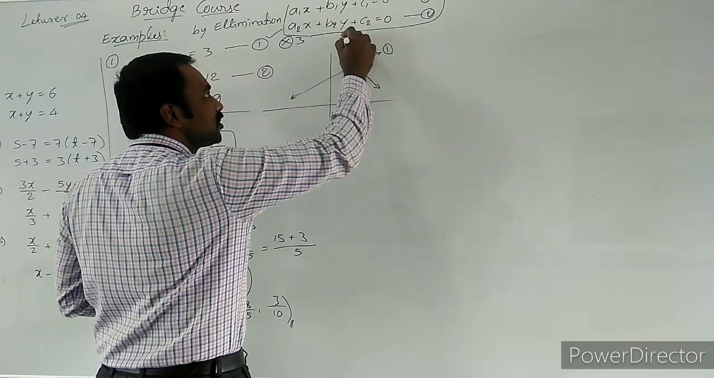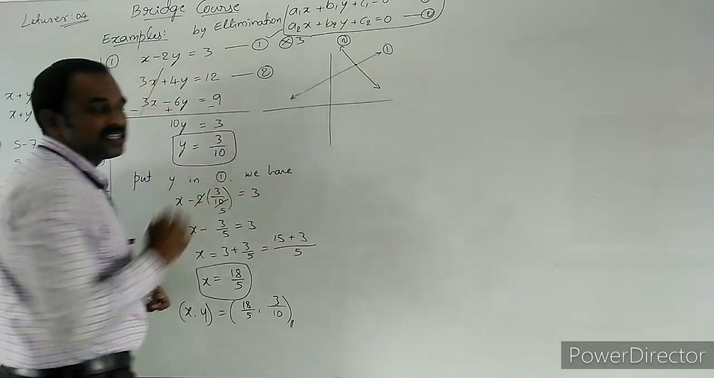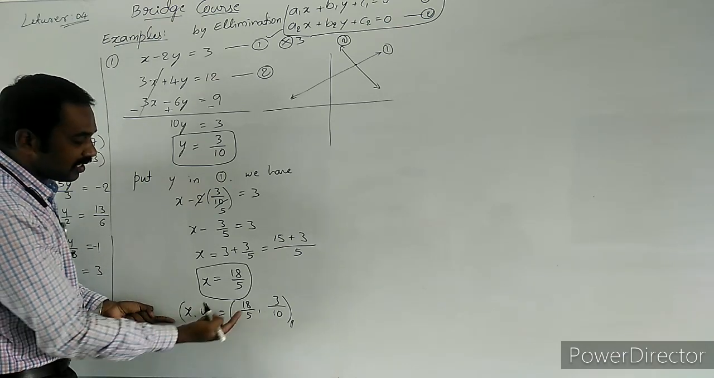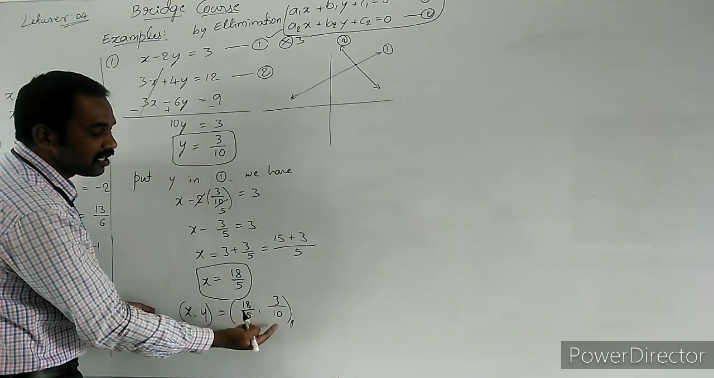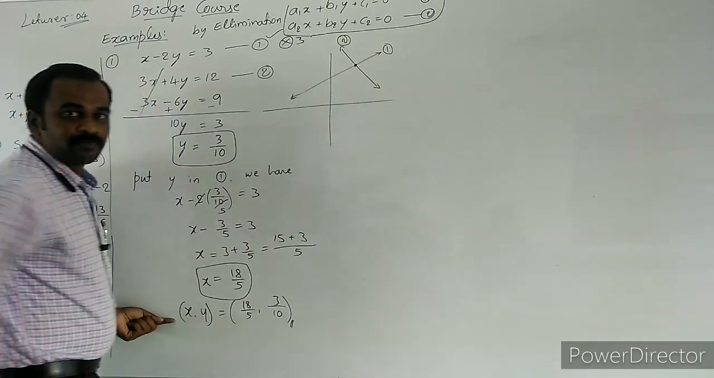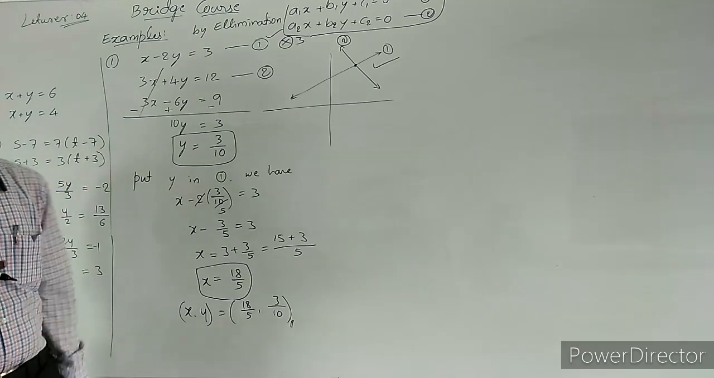Suppose it is equation number 2. These two lines are intersecting at a single point. That is the point of intersection we just got here, that is 18 by 5, comma 3 by 10. Both are positive, so it comes in the first quadrant. So this is the required solution by the method of elimination.